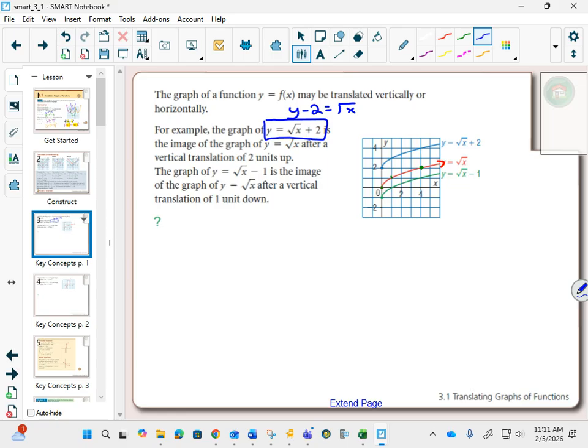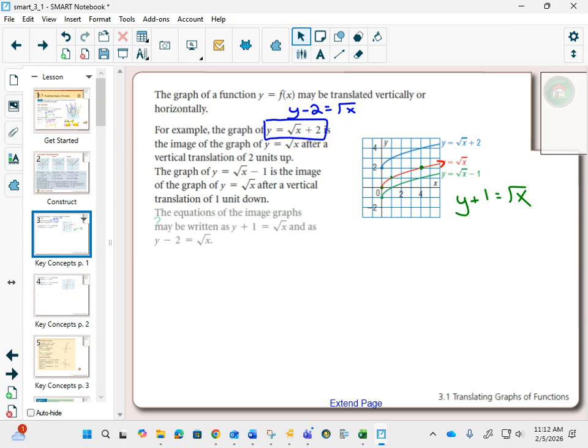Same thing with this green one. It could have been written like this. That's exactly the same thing. You would have to know that that would take our regular square root graph and move it down 1 unit. So these could be written in those forms as well. So one of the things is we're going to learn techniques for drawing the graphs, but then also learn that, oh, the algebra could show up in a bunch of different ways.